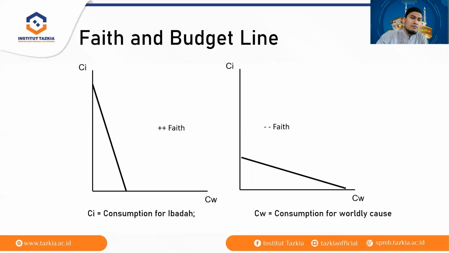So faith and budget line. In the first discussion, CI is consumption for ibadah and CW is consumption for the worldly cost. In the first graph here, when your worldly consumption is lesser, your faith is going to be increasing, plus and plus. But when you are consuming too much on the worldly cost, your faith is going to be decreasing and decreasing. This is what happens in the way you want to achieve your satisfaction.